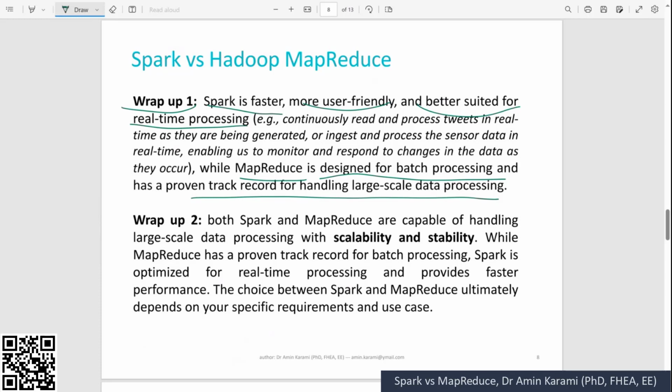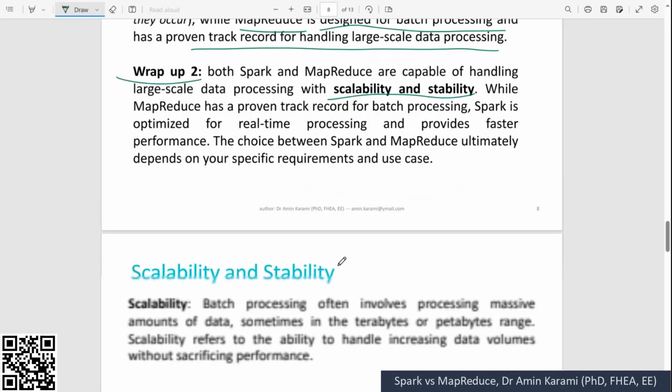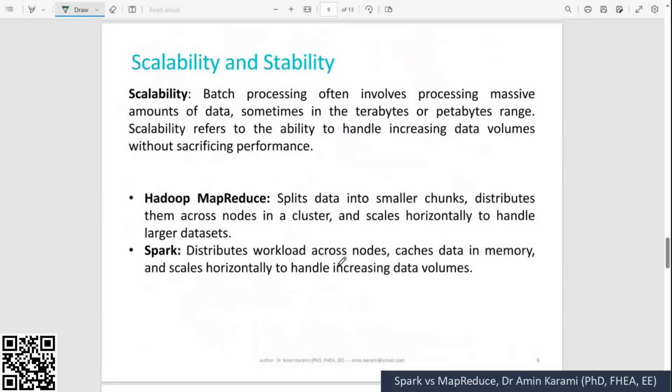real-time processing. All right. So the second conclusion is that we usually discuss scalability and stability. Based on these two factors, you are able to decide how to go ahead, Spark or MapReduce. So the good news is both are going to provide scalability and stability. All right. So how is it possible?